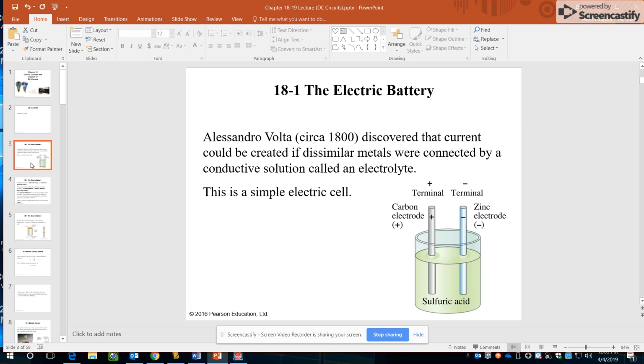So Alessandro Volta is given the credit for the discovery that current could be created if dissimilar metals were connected by a conductive solution called an electrolyte. Alessandro Volta is given credit for developing the first battery type device. This kind of situation, two types of metals, one that tends to give off electrons, another that tends to accept electrons, connected together through a conductive medium, such as an acid, is a simple electric cell, as in a simple battery.